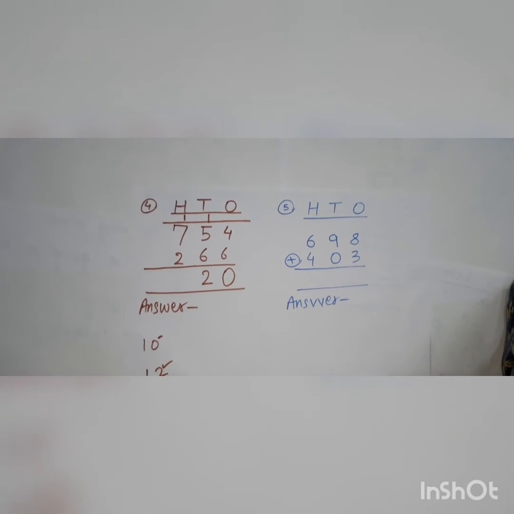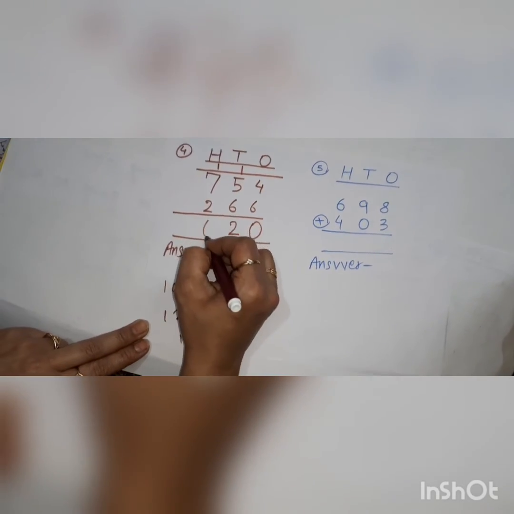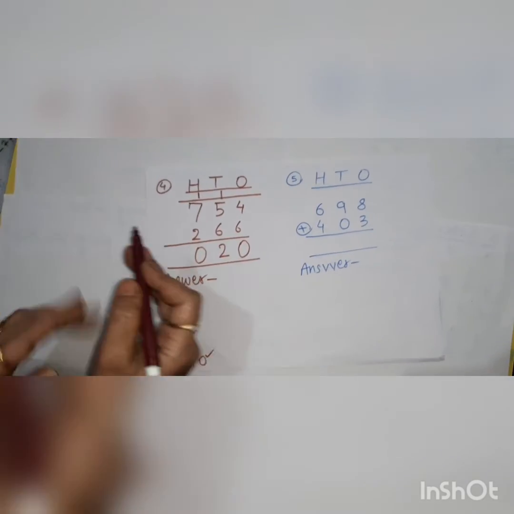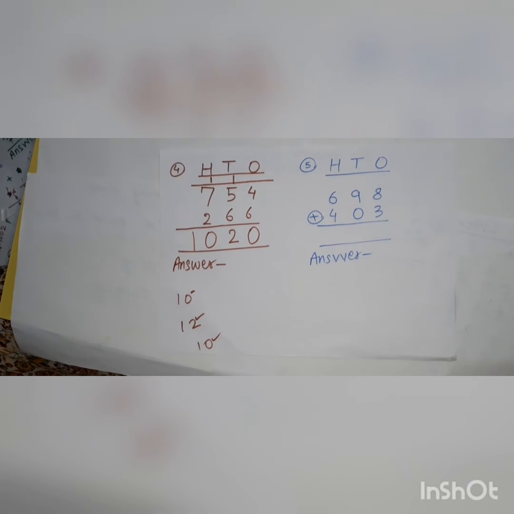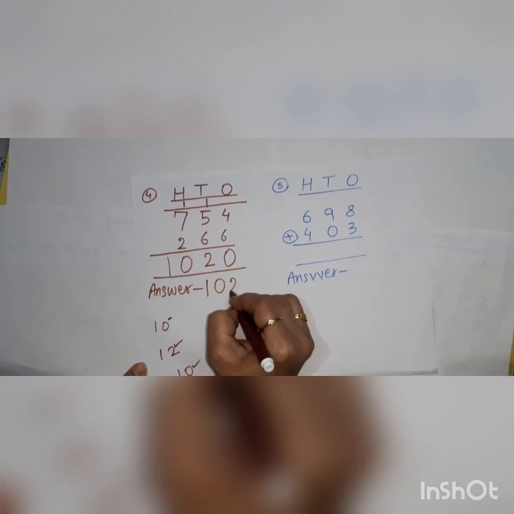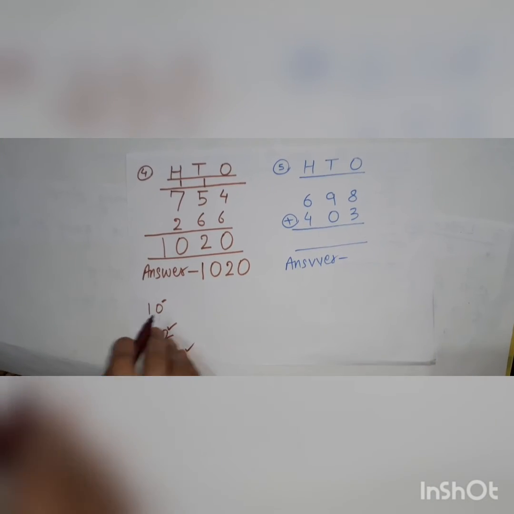Again 10 came. So what will we do? We will write 0 under the hundreds column. And this one we won't write here. Apart from this, a little behind, we will write it here. 1020. So it will be 1020.